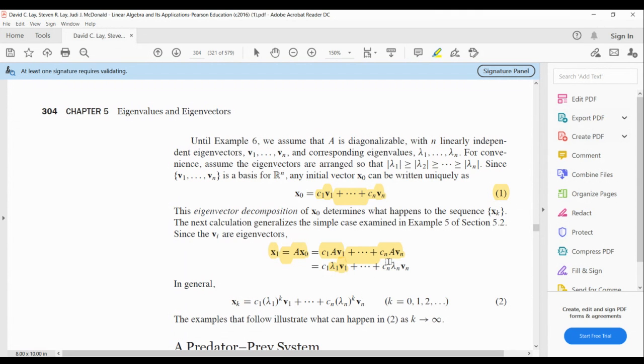And, you know, A times V2 would equal lambda 2 times V2, and so forth. So what happens is you're able to write the x1 as equal to that linear combination that you see there: C1 lambda 1 V1 plus C2 lambda 2 V2 plus all the way up to Cn lambda n Vn.